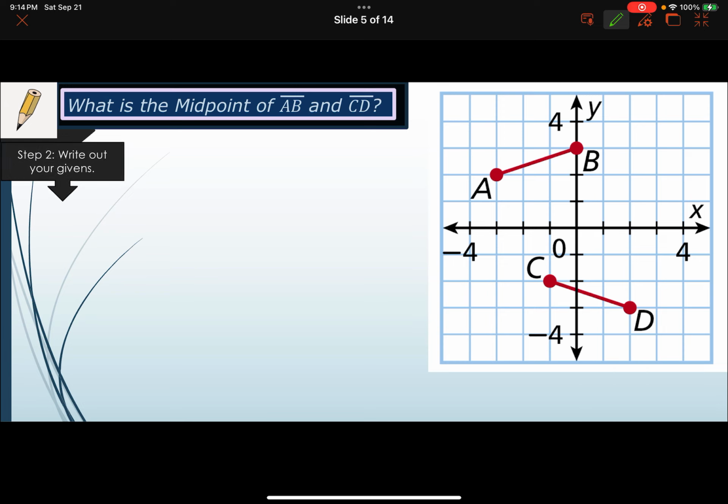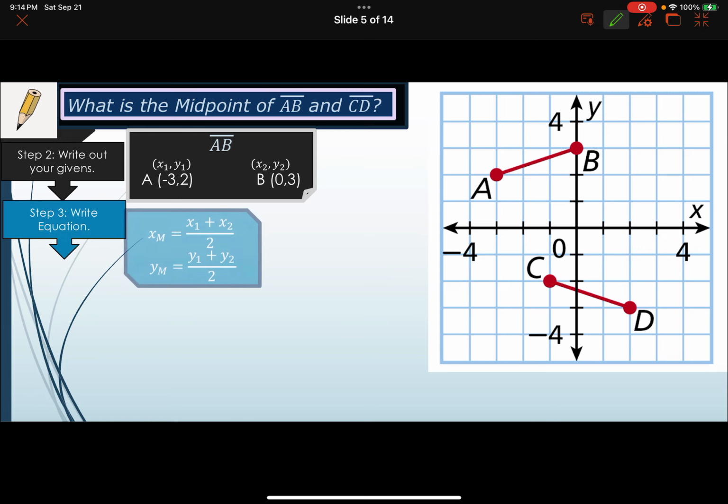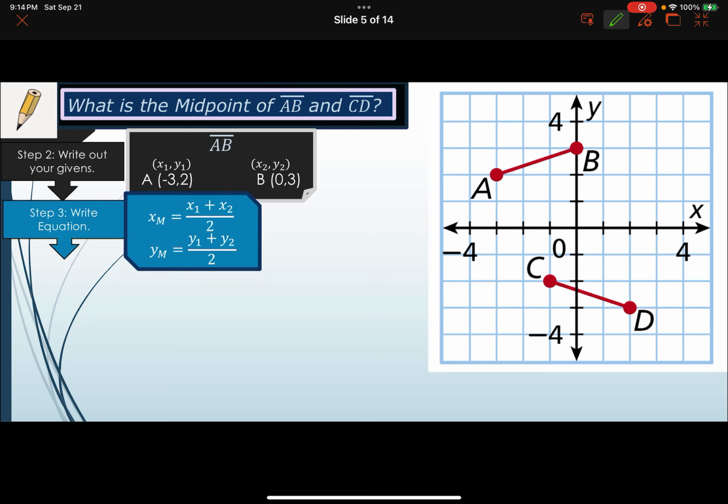So again, we read out our givens. A is at -3, 2, and B is at 0, 3. I'm going to use A as my x1, y1, and B as my x2, y2. So I just write out the equation. X sub m equals the sum of x1 and x2 divided by 2. Y sub m equals the sum of y1 and y2 divided by 2. It's just the averages.